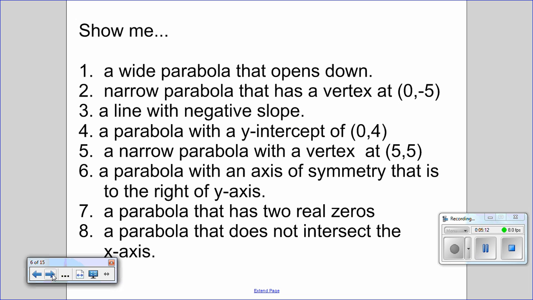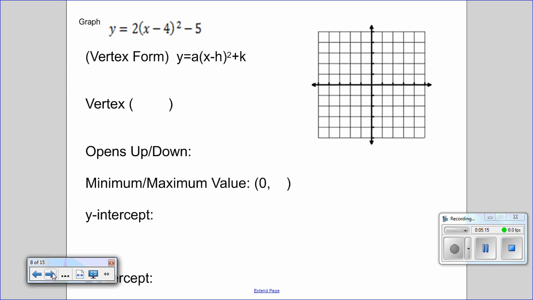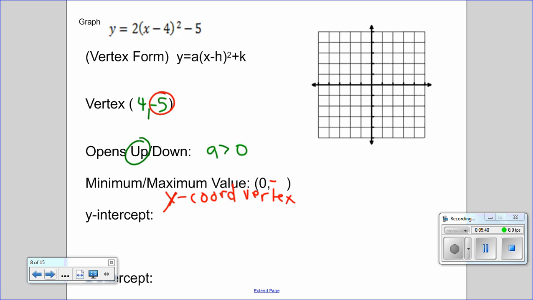So here's your first example. Take a look at this one. The vertex falls in your lap. The vertex is (4, -5). I change the sign of the inside, keep the sign of the outside. This graph is going to open up because a is positive. The min or max value is the y-coordinate of the vertex. Understand that now. This is the y-coordinate of the vertex. I know what that is. It's right there. So -5 is going to be the minimum value because it opens up.